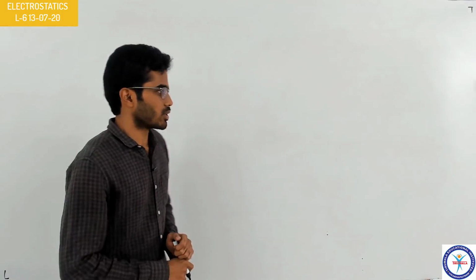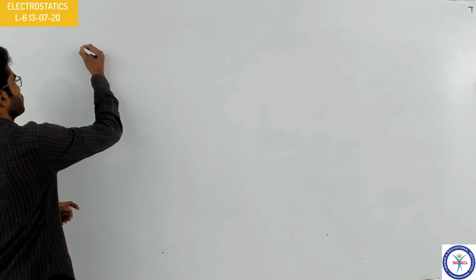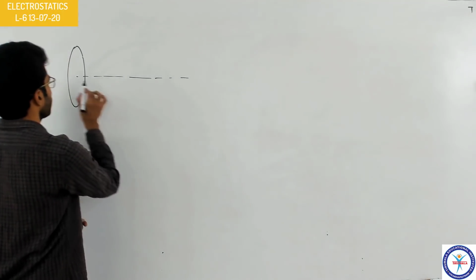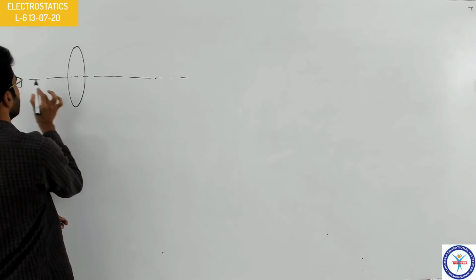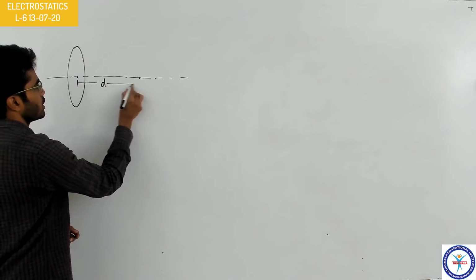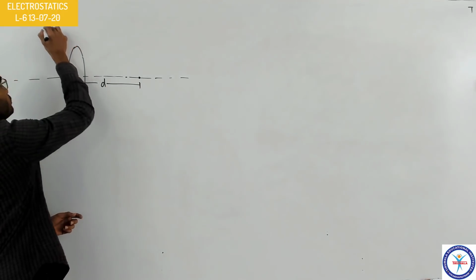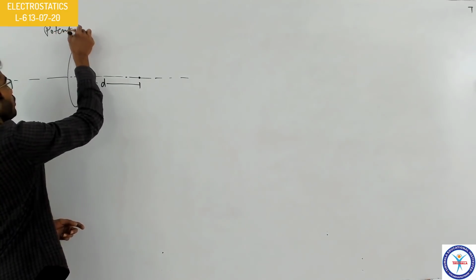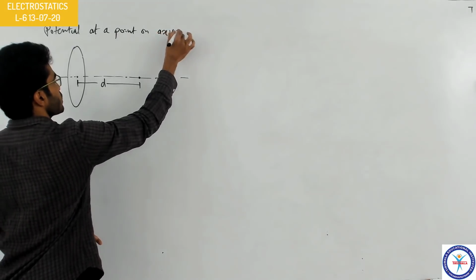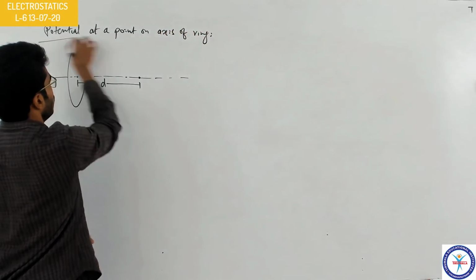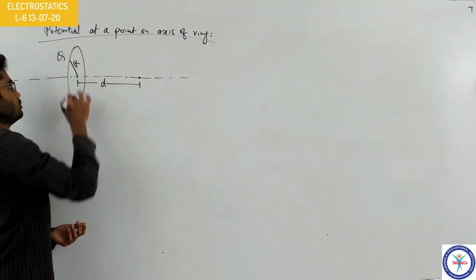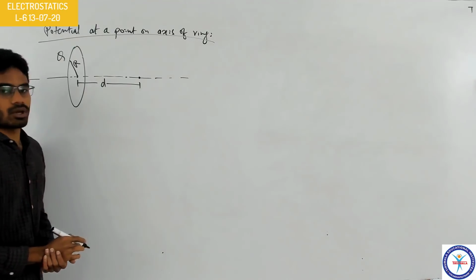Now let us discuss the potential due to a ring at an axial position. On the axis of the ring, we want to calculate the potential at any particular location, which is at a certain distance from the center. So potential at a point on the axis of the ring. If the ring has total charge q, again radius r, now by symmetry you can solve it very easily.